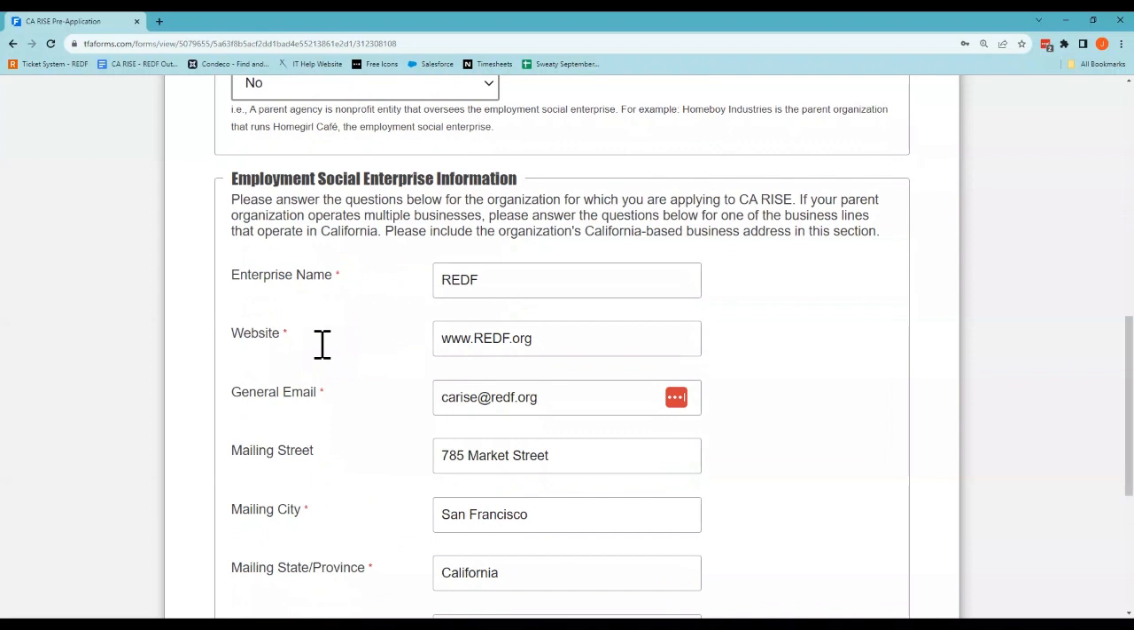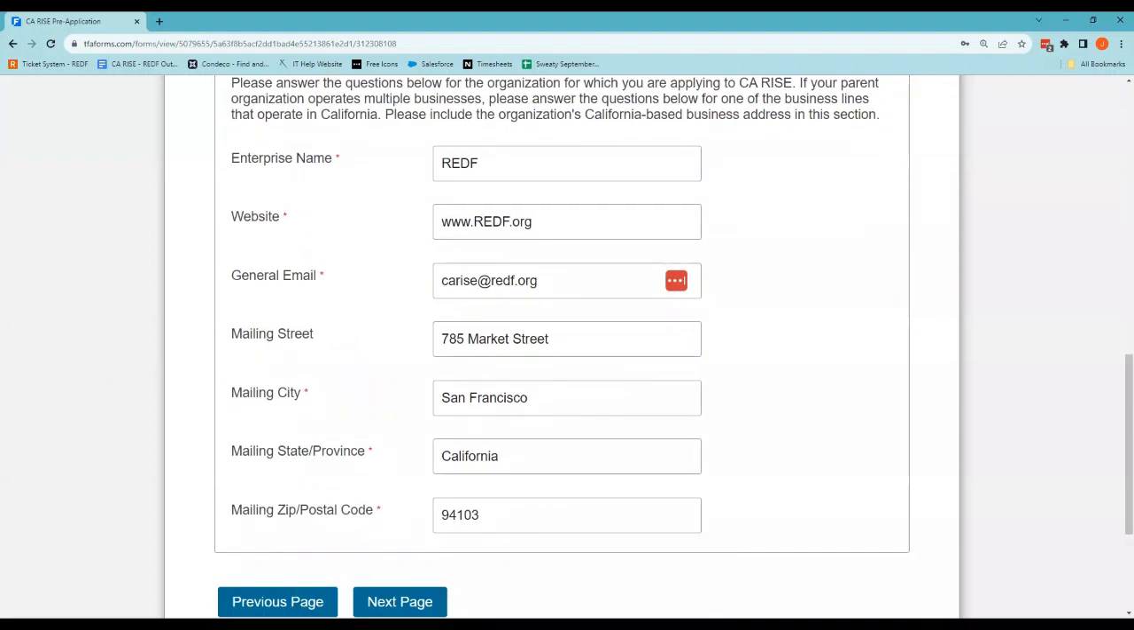The employment social enterprise information should be specific to the employment social enterprise that is submitting the application. If you'd like to apply for more than one employment social enterprise, you will need to fill out a separate application for each different employment social enterprise. If your employment social enterprise operates more than one business line under the same organization, there is no need to fill out multiple applications. If your organization operates in multiple states, please provide the California address for your application.